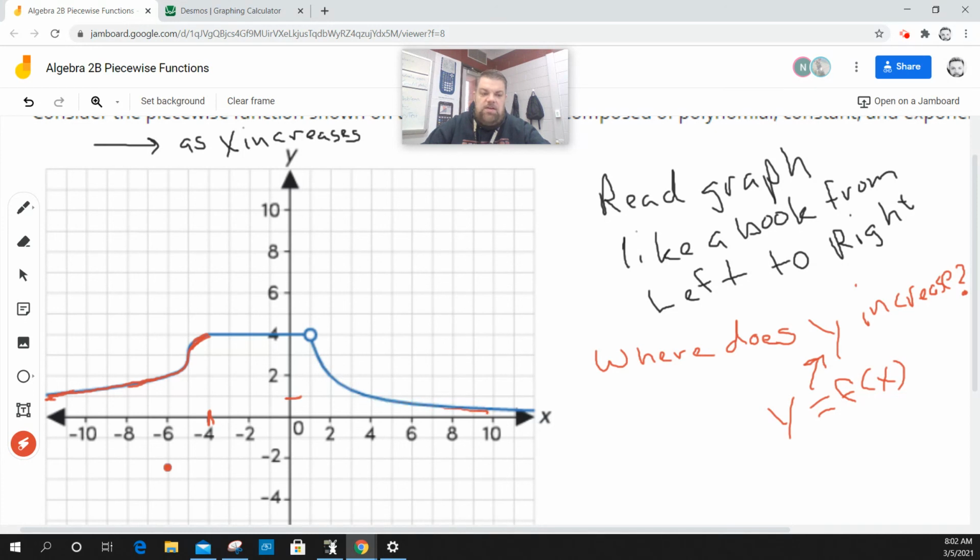I'm going down. So as I read this left to right, I'm going up, going up, going up, not going up or down. And then here I'm going down. So going down is decreasing. So let me label this. Up is increasing.